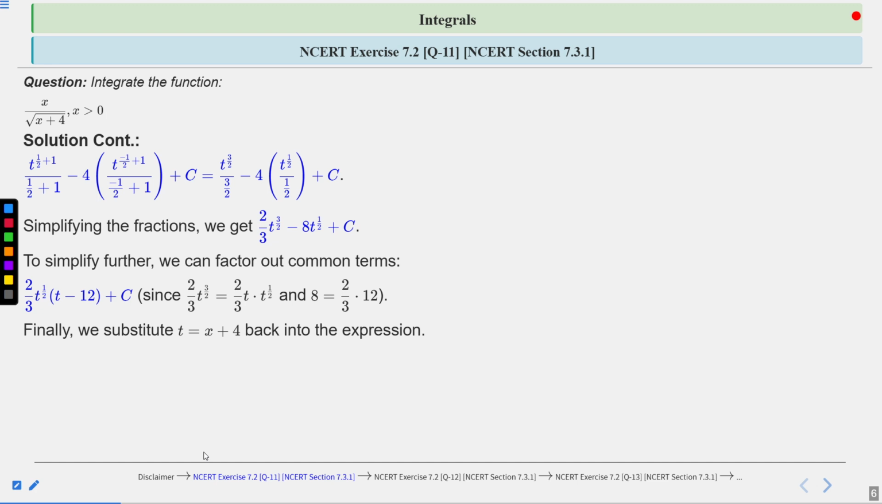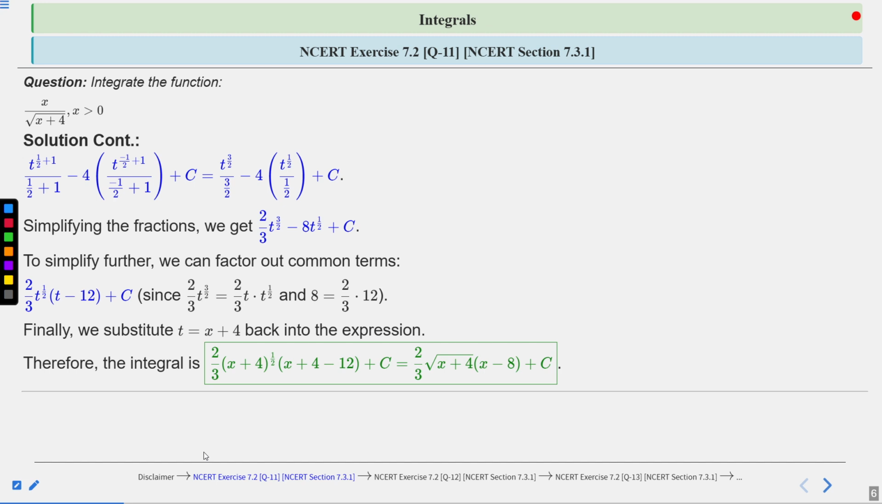Finally, we substitute t is equal to x plus 4 back into the expression. Therefore, the integral is basically 2 by 3 x plus 4 to the power 1 by 2 into x plus 4 minus 12 plus c, which will be equal to 2 by 3 root over x plus 4 into x minus 8 plus c. This will be the right answer of this question.